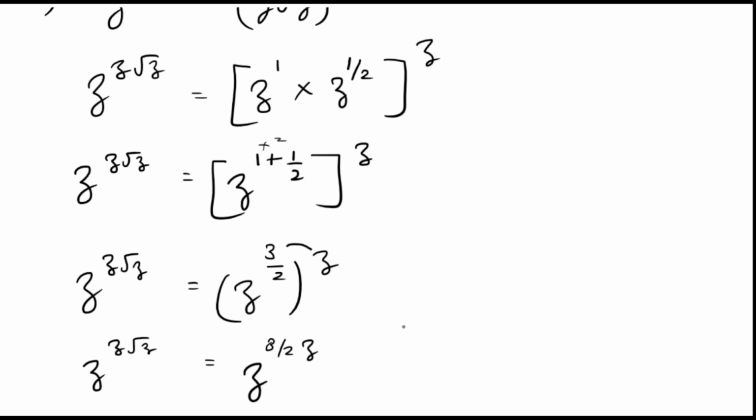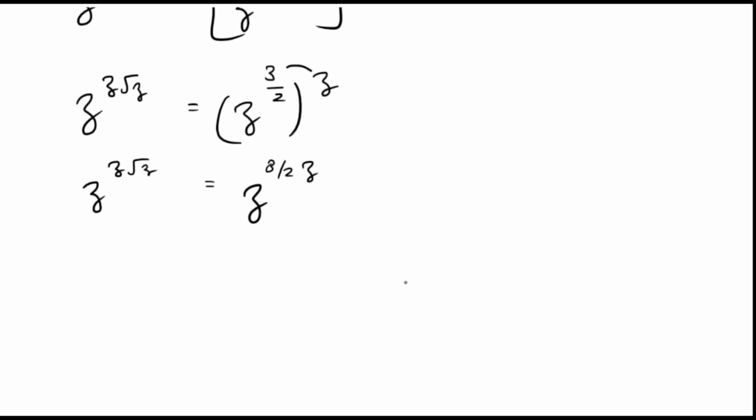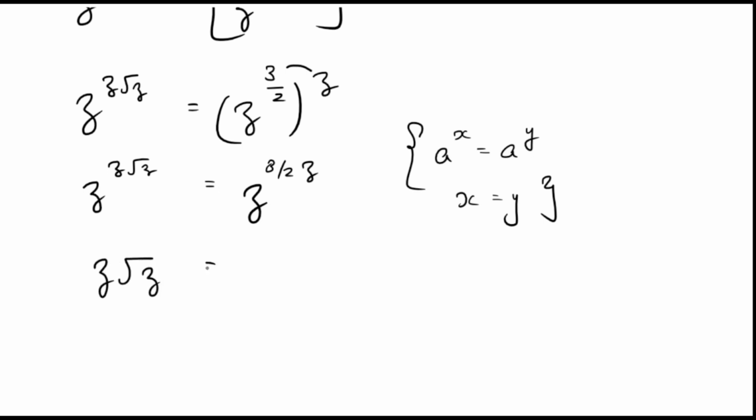Now here I'm applying the property: a to the power x is equal to a to the power y. When the bases are same and equal to each other, the powers are also equal to each other. So here it's z and z on both sides. Taking only the powers, we get z root z is equal to 3 by 2 z. Both the sides we have z, we can cancel it. So root z is equal to 3 by 2.